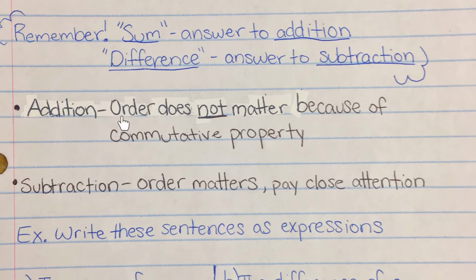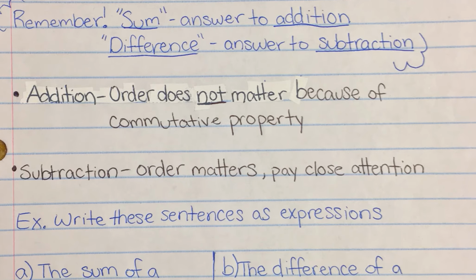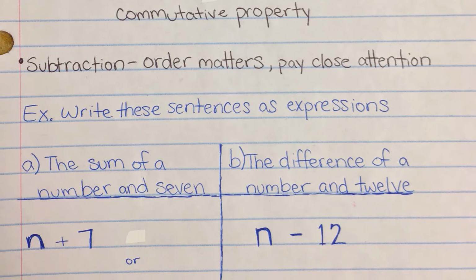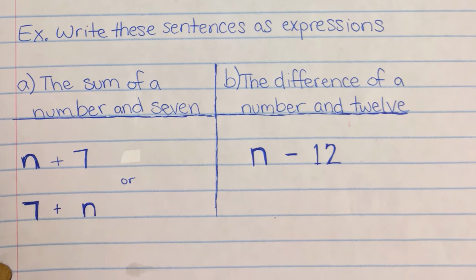In addition, the order does not matter because of the commutative property that we learned in the last lesson. So when you're doing an addition problem, order doesn't matter. However, in subtraction, it's very important that we realize the order does matter. We need to pay close attention to which number comes first and which number comes second, because 7 minus 3 is not the same thing as 3 minus 7. So in these subtraction problems, the order matters. Let's take a look at a couple examples down here, and then we'll practice a lot of these in class to really hone in our skills.